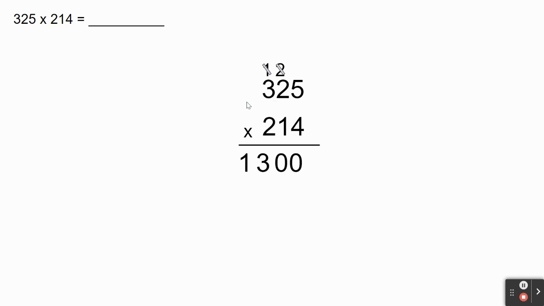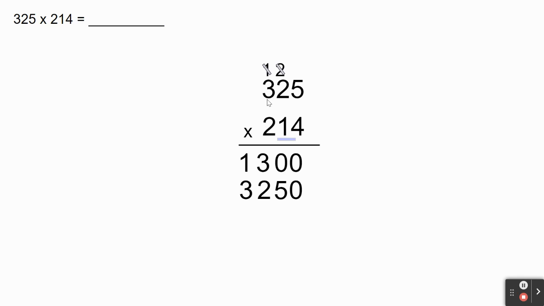Next, we'll be multiplying 325 times the 1 in the tens place. Since the 1 is in the tens place, we're going to place a 0 in the ones place in our answer. We are going to be using the same pattern where we multiply by the ones, the tens, then the hundreds. So let's multiply first 1 times 5 since the 5 is in the ones place. 1 times 5 is 5. Next, we'll multiply 1 times 2 since the 2 is in the tens place. 1 times 2 is 2. Now we can multiply 1 times 3 since the 3 is in the hundreds place. 1 times 3 is 3.